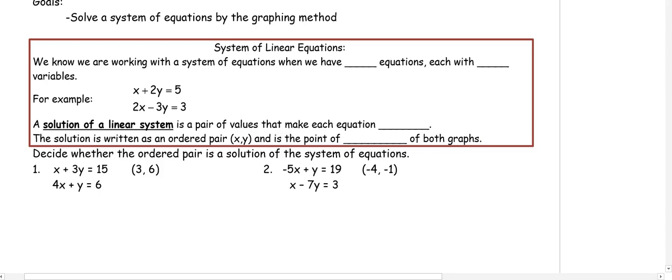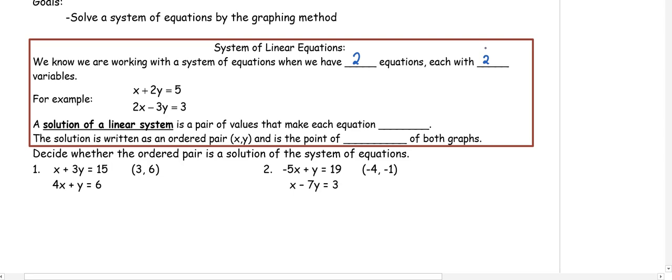This video is about solving a system of equations by the graphing method. Before we get into that, we're going to talk about how we know if something is a solution to a linear pair. We're working with a system of equations when we have two equations with two variables. For example, x plus 2y equals 5 and 2x minus 3y equals 3.